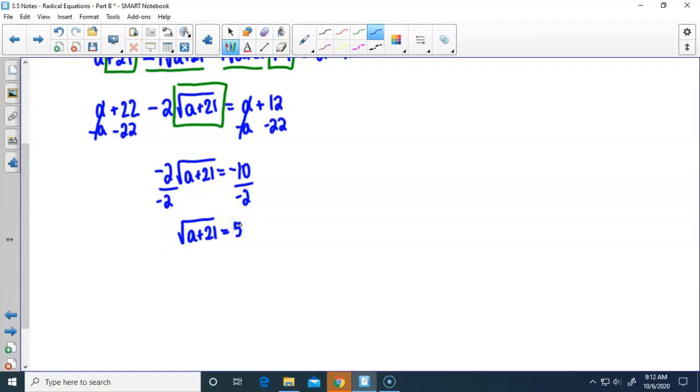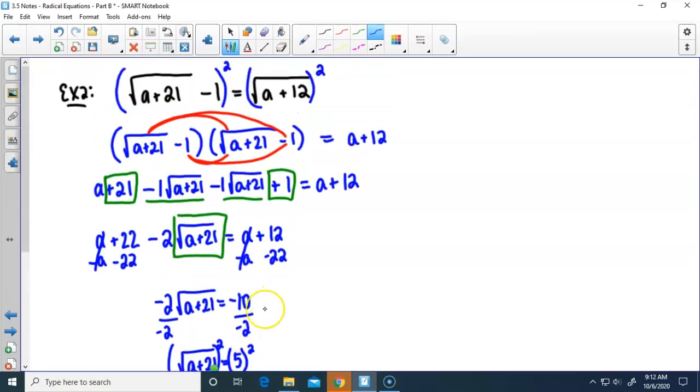And this one is so much easier than the other problem because we don't have any variables left here on the right side. So we can just square both sides of this equation, and we get a plus 21 equals 25. And we're going to subtract 21 from both sides, and so a will equal 4. Of course, with these problems, we always have to go back up here and check to see if it works. We're always checking for extraneous solutions.